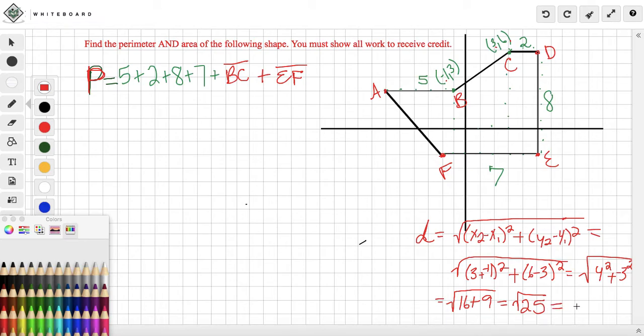And the square root of 25 is actually a number. It's 5. So we know that the length of BC is 5 units long. So we can then substitute here, the length of BC is 5, because we just figured it out. So now let's try to find the length of EF.